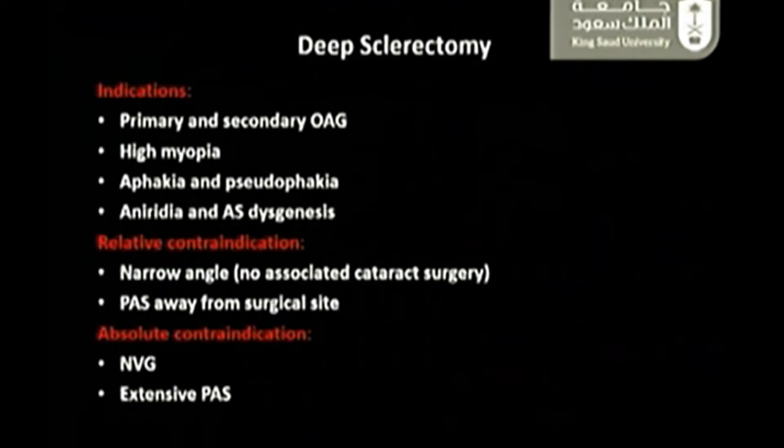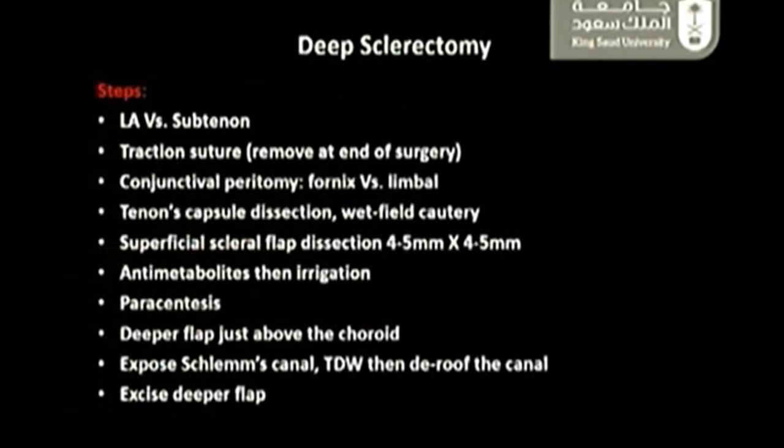There are some relative contraindications, which include narrow angle with no associated cataract surgery. But if you have narrow angle and you are planning to go for a combined procedure, then you can go for deep sclerectomy as well. Why is that? Simply because you are deepening the anterior chamber. If you have peripheral anterior synechia away from the surgical site, especially or classically in patients with uveitic glaucoma, then you can actually go for deep sclerectomy. However, there are some absolute contraindications which include neovascular glaucoma and extensive peripheral anterior synechia. So any condition which causes extensive peripheral anterior synechia and closes the angle superiorly, you cannot do deep sclerectomy. It will simply fail. It will not work actually.